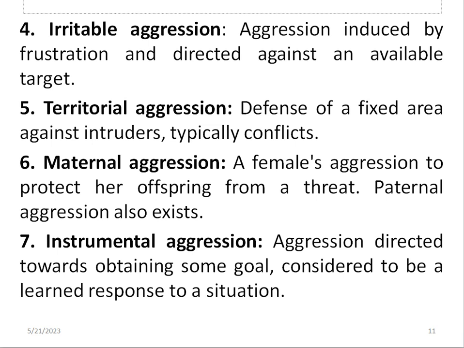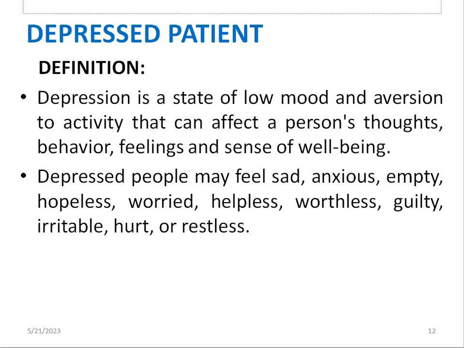Then there's irritable aggression, aggression that is induced by frustration and directed against unavailable targets. Then territorial aggression is a defense of a fixed area against intruders. Then there's maternal aggression, which is a female's aggression to protect her offspring from a threat. Then the seventh, as proposed by Moyer, is instrumental aggression. This is aggression that is directed towards obtaining some goal, considered to be a learned response to a situation.